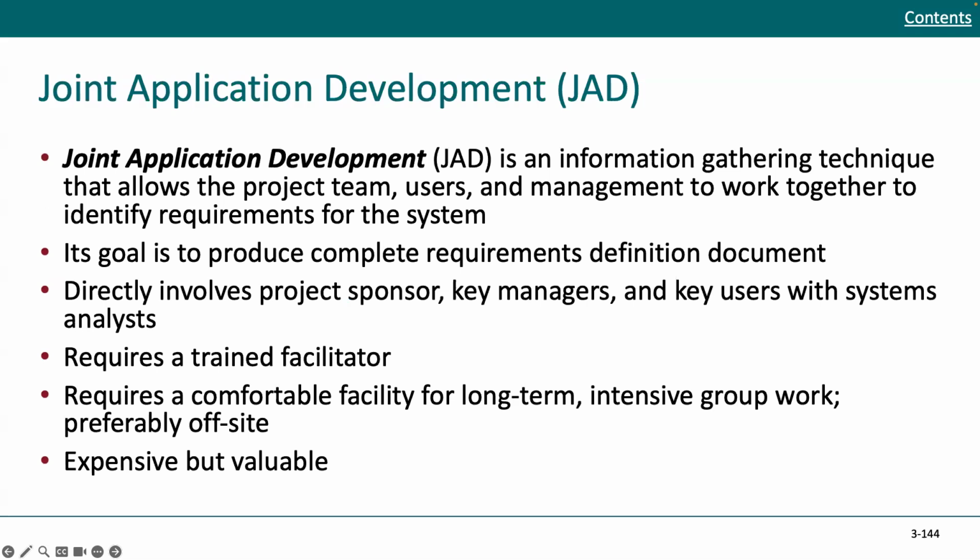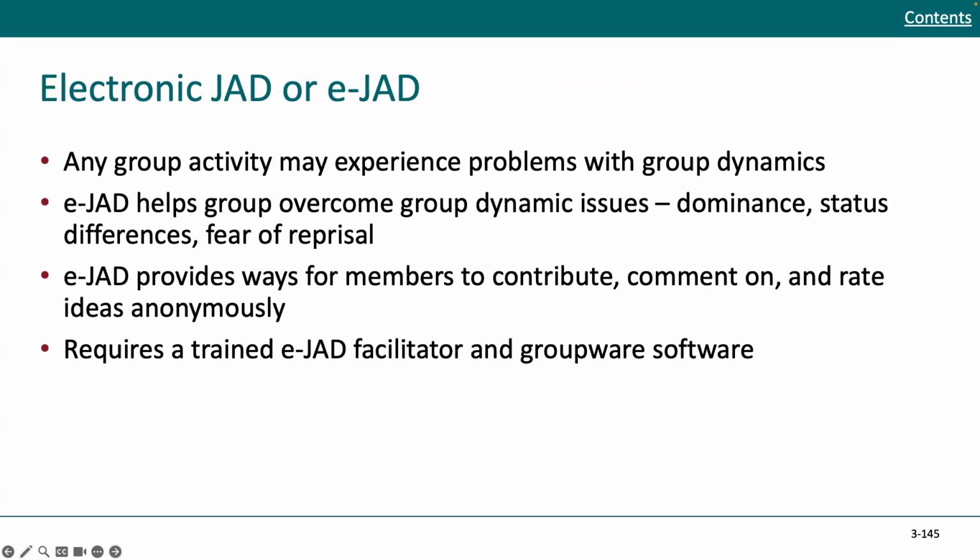Next, we have Joint Application Development, or JAD. This is an information gathering technique that allows a project team, users, and management to work together to identify requirements for the system. Its goal is to produce a complete requirements definition document. It directly involves the project sponsor, key managers, and key users with systems analysts. This requires a trained facilitator and a comfortable facility for long-term intense group work, preferably offsite, and it can be expensive but valuable.